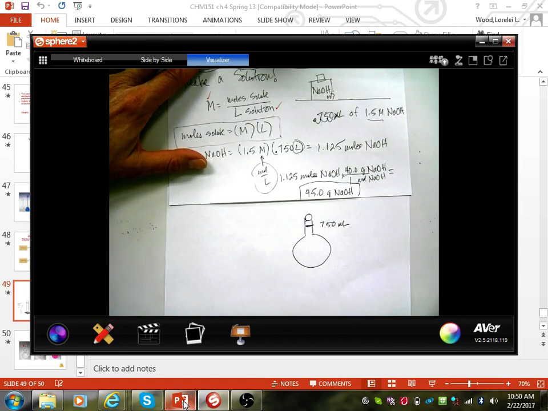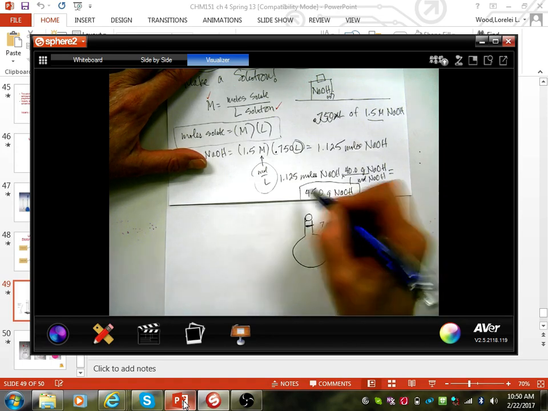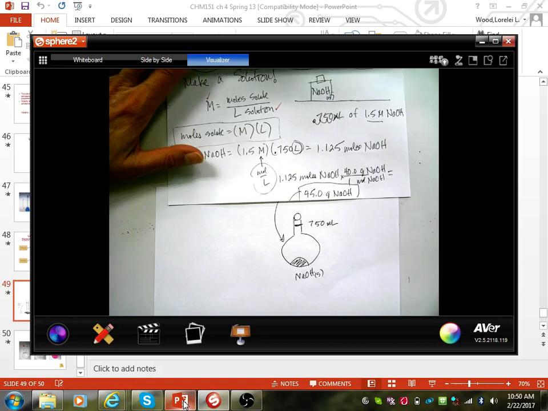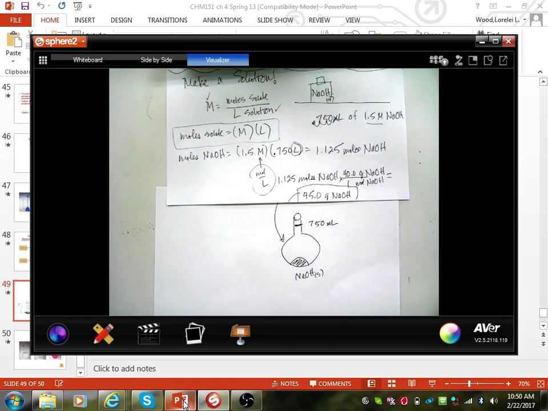So what am I going to do with this volumetric flask? What am I going to put in it? My 45 grams of NaOH, right? All right, so there's my little pile of NaOH, solid. I put it into my flask. Now what should I do?